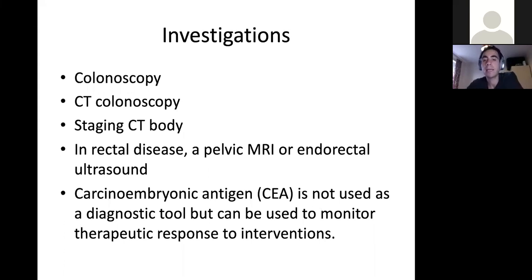And there's the CEA, which is a diagnostic tool, but it's not always very accurate to indicate that there's bowel cancer. It's a specialist blood test that can be used as well.